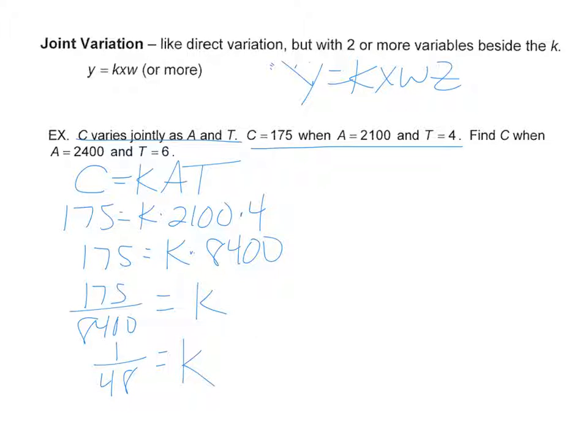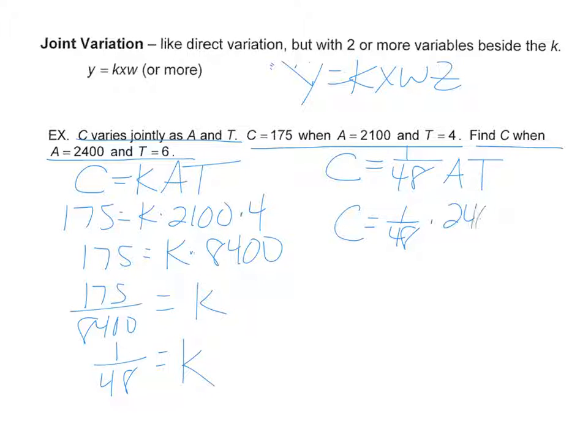175 over 8400 equals K, and that reduces down to 1 over 48. It's more accurate in fraction form than some decimal that you have to round. Now rewrite the formula, filling in the K. C equals 1 over 48 AT. Look at the last part of the problem. Find C when A is 2400 and T is 6. So C equals 1 over 48 times 2400 times 6. Multiply all that together and C is 300.